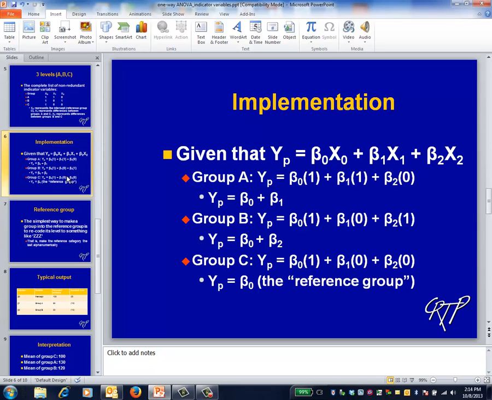This slide plugs in the zeros and ones and thus illustrates that the indicator variables really work. As mentioned before, everyone in group A receives the same set of indicator variables, everyone in group B receives the same set, but different from those of group A, and so forth. We've plugged in the zeros and ones for everyone, and it turns out beta 0 represents the predicted mean for group C, beta 1 represents the difference between the predicted means of groups A and C. Beta 2 represents the difference between the predicted means of groups B and C.